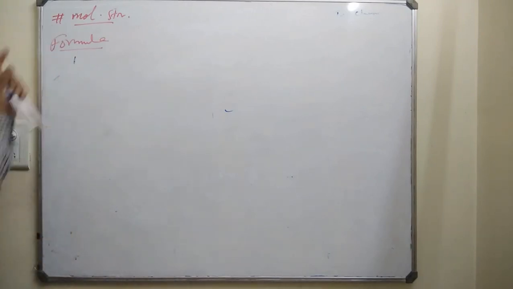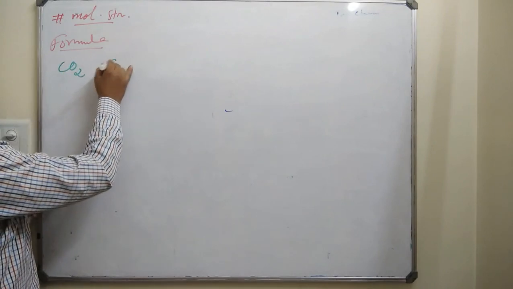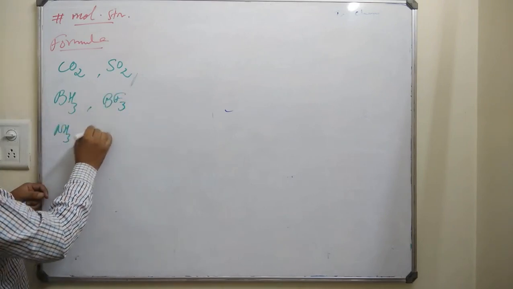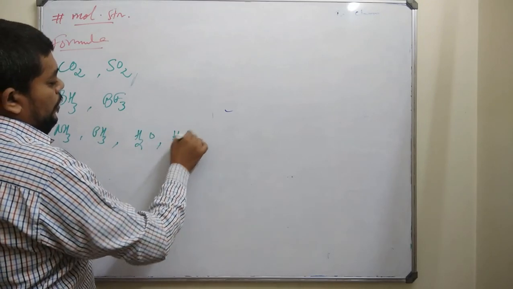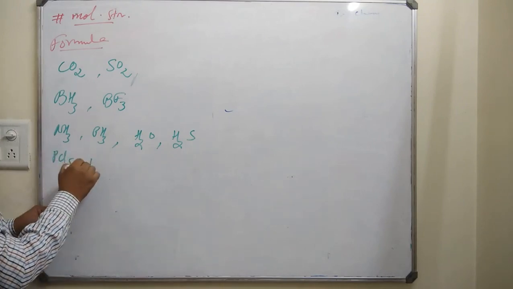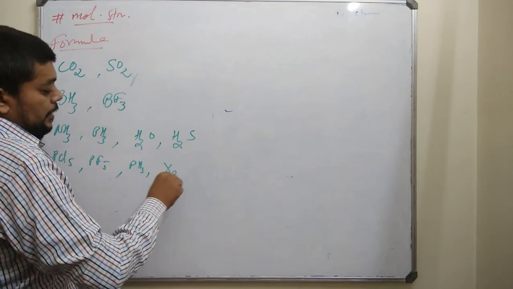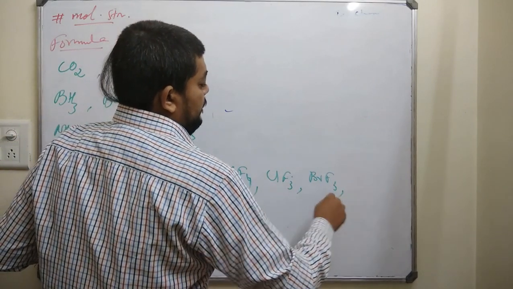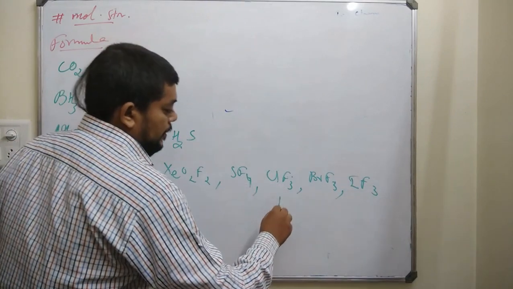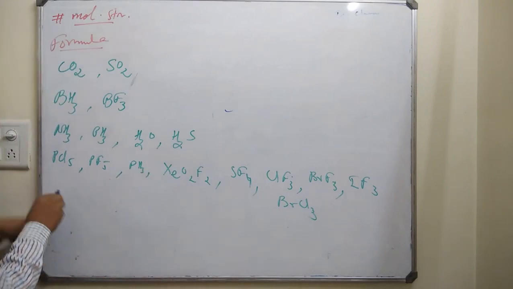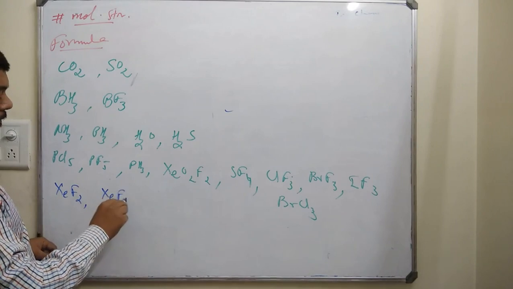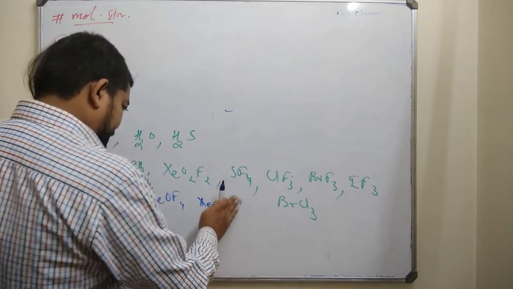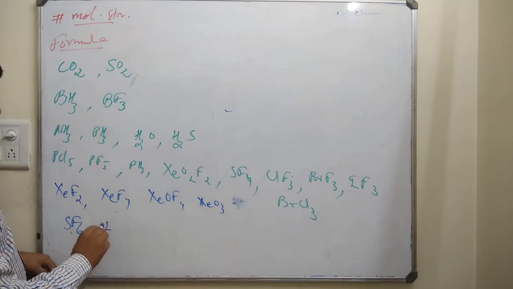Now, the examples we discussed in this discussion: CO2, SO2, BH3, BF3, NH3, PH3, H2O, H2S, PCl5, PF5, PH3, XeO2F2, SF4, ClF3, BrF3, IF3, BrCl3, XeF2, XeF4, XeOF4, XeO3, SF6, IF7.